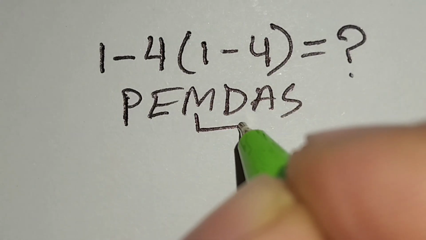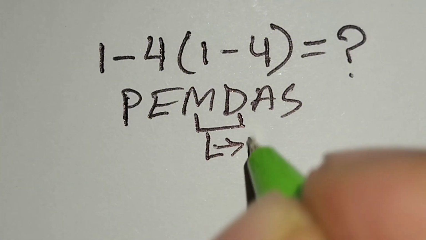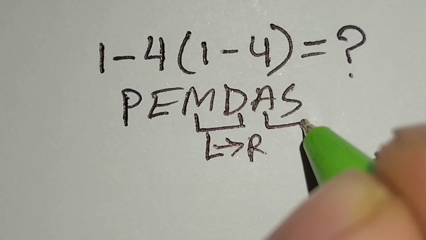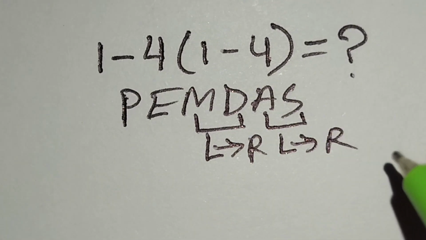Remember, multiplication and division have the same priority. For this we have to work left to right. And addition and subtraction have the same priority. For this we have to work left to right also.